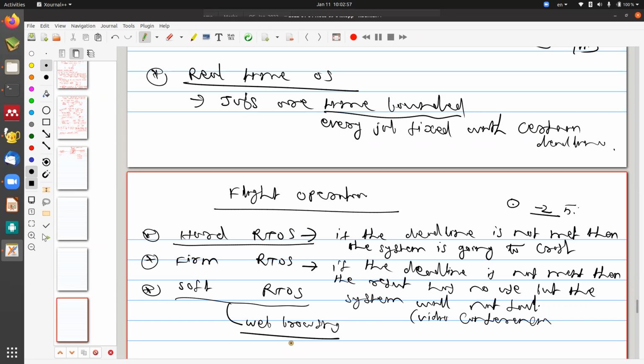Means what happens? As the result of the output goes beyond the deadline, the importance of the output gradually goes down. Meaning up to 2 minutes it is okay, up to 3 minutes it is okay. If even after 5 minutes the same page is not coming, then I will say that it is no use, better to start another. So that is called a soft real-time system.